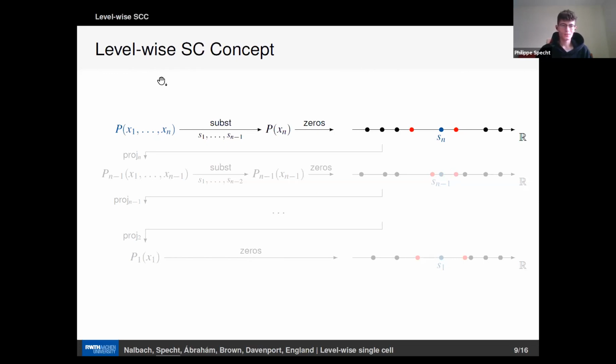As the name suggests, it is level-wise, so we go through level by level, starting on the highest level right here. And the process is always the same. So we start with our set of polynomials, which are currently in variables x1 to xn. And what we do then is we substitute in our given point up to the last dimension so that we have univariate polynomials. And the good thing about these univariate polynomials is that we can actually isolate their zeros, in contrast to these polynomials, which is not generally possible. And this gives us this ordering of roots right here.